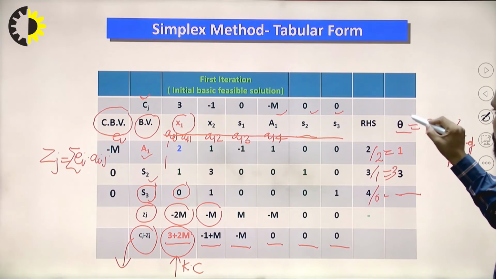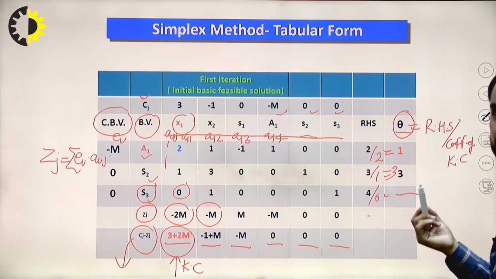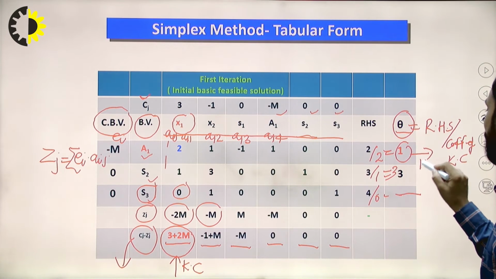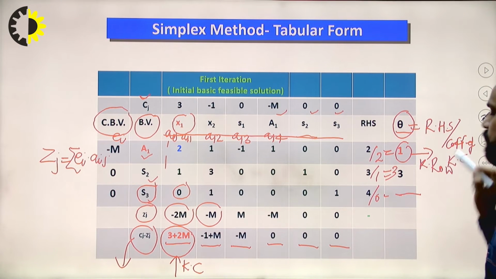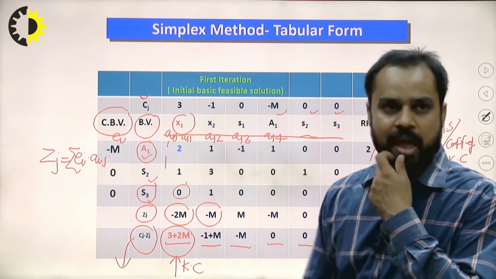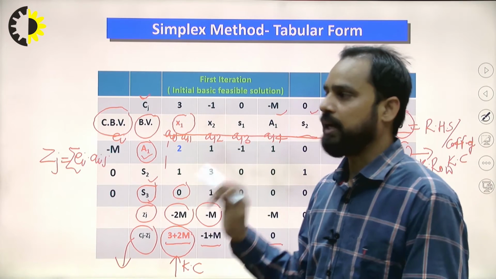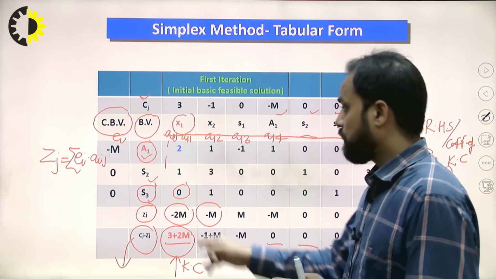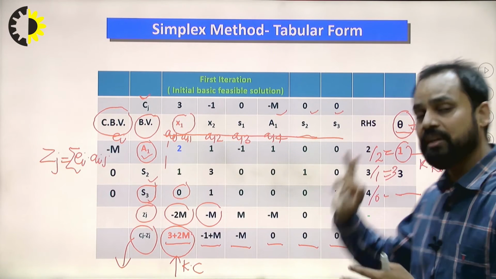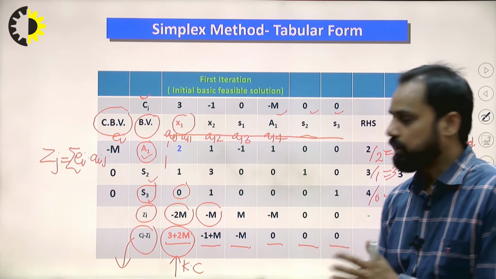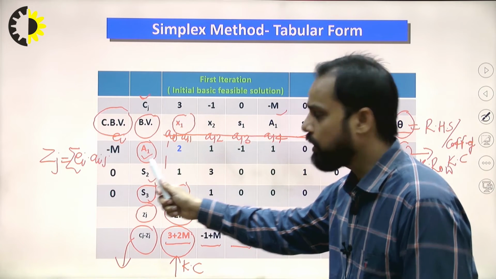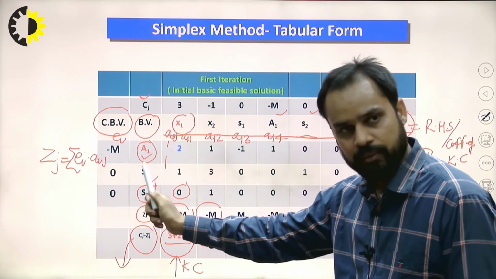So on the basis of minimum theta value, what is the minimum theta value? 1. So it is the key row. On the basis of key row, it is decided this variable a1 will leave. A1 will leave and x1 will enter. Means on the basis of key column, entering variable is decided. On the basis of key row, leaving variable is decided. In next iteration, a1 will leave from the basic variable table, and x1 will enter, right?